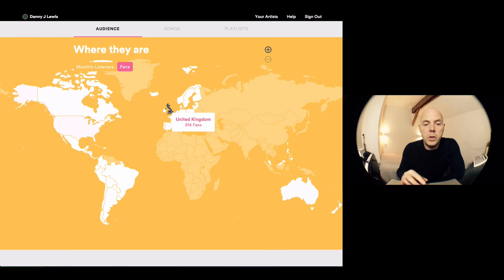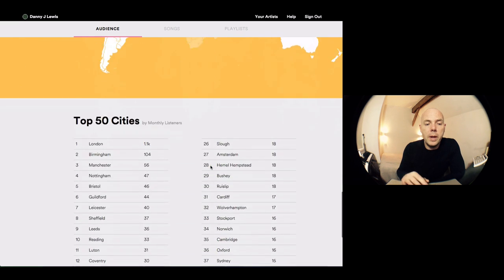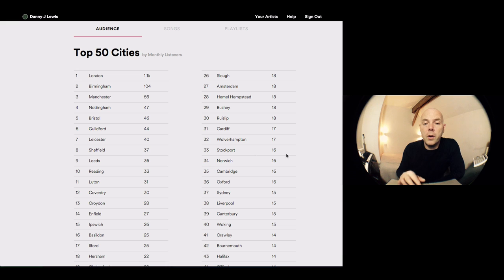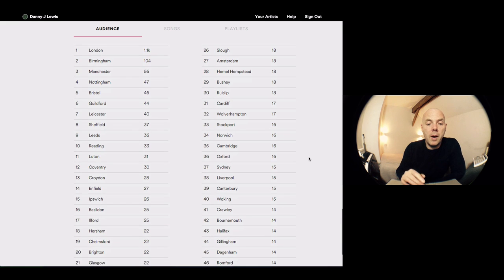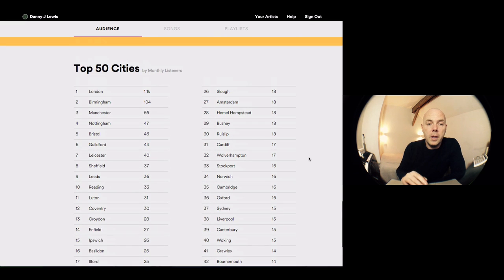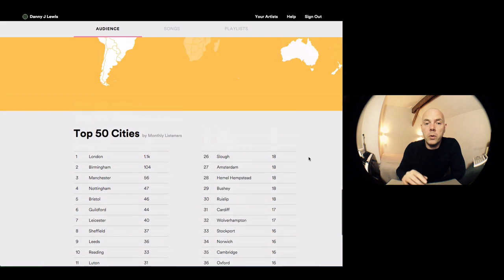Looking at the fan composition as well, you can see the majority of those are in the UK. And we get more granular detail here if we scroll down. I've got the top 50 cities. London, understandably, for the monthly listeners, being the one that's dominating. Birmingham in second place. Big shout out to the second city. I've got plenty of people I know up there, so thanks for your support. And this regional breakdown is very, very interesting. So that's what's going on on that screen.